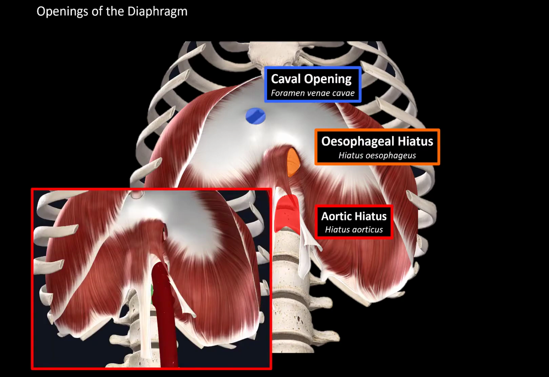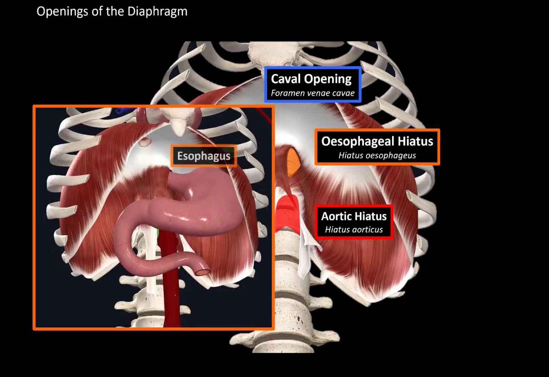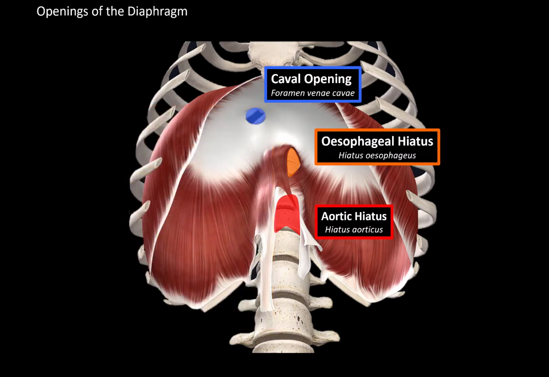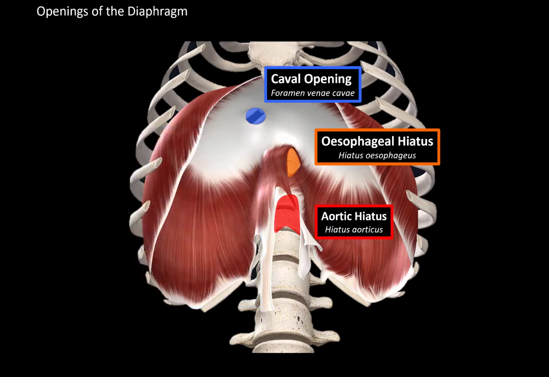From the aortic hiatus, you will find mainly the aorta going through it, as well as the thoracic duct. It's a lymph duct. The esophageal hiatus is going to provide an opening for the esophagus to continue as the stomach, as well as a passageway for the nervus vagus. The caval opening is going to provide an opening for the inferior vena cava to bring blood back into the right atrium of the heart, as well as a passageway for the right phrenic nerve. So that was the three main openings of the diaphragm.